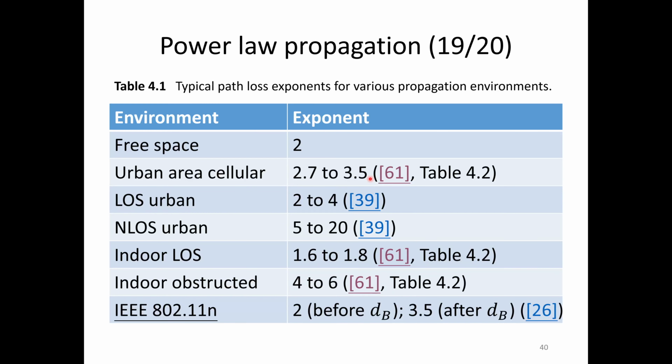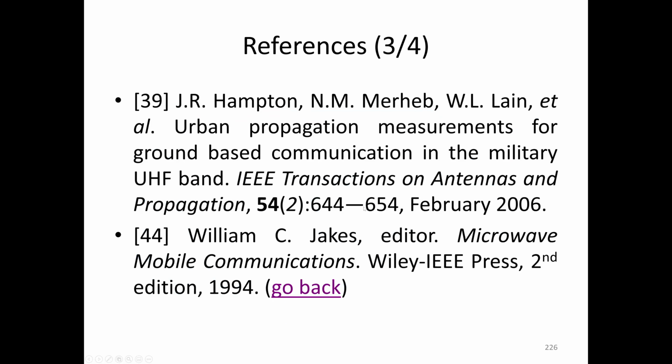When the environment is line of sight urban, the exponent is 2 to 4. Please see reference 39. Let us see reference 39. Reference 39 is a paper written by J.R. Hampton. J.R. Hampton is the author of the textbook.